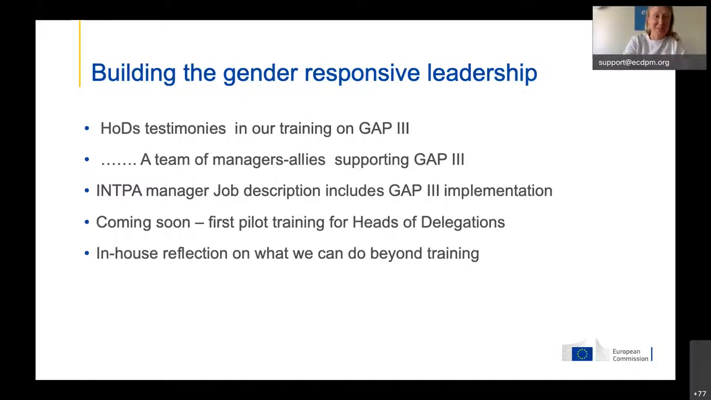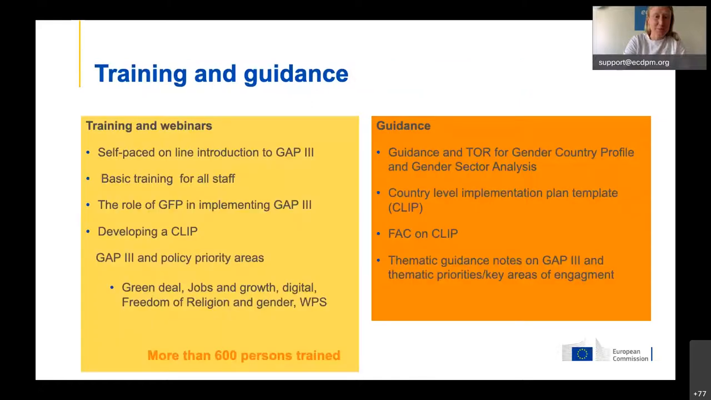Okay, so next slide. Training and guidance. A lot has been done, really. We try to moderate a bit ourselves because we also need to keep in mind that there is a capacity to absorb and to digest everything. But I think colleagues in our team have been really very efficient and quick and trying to be really effective.